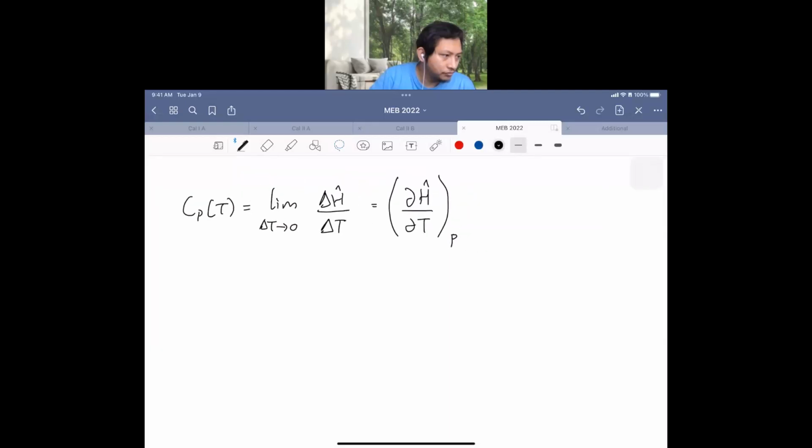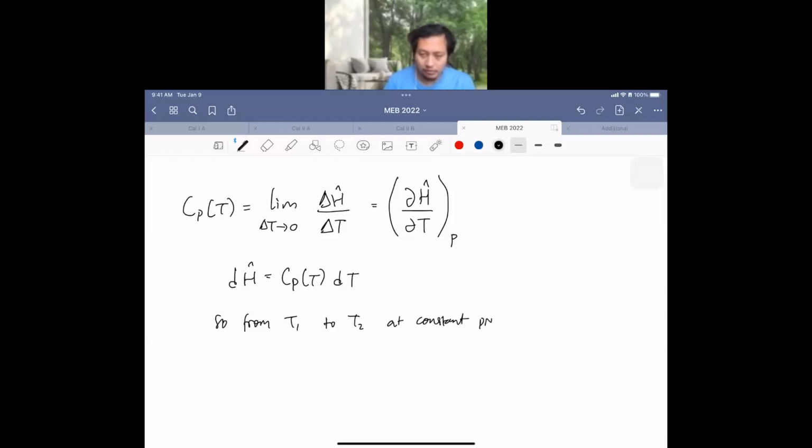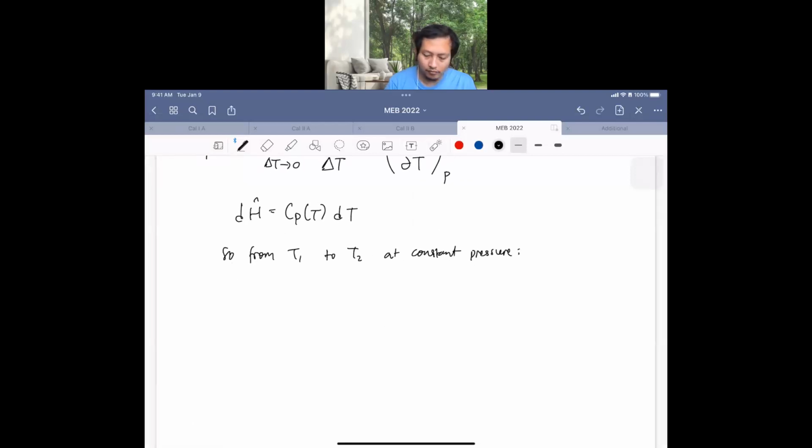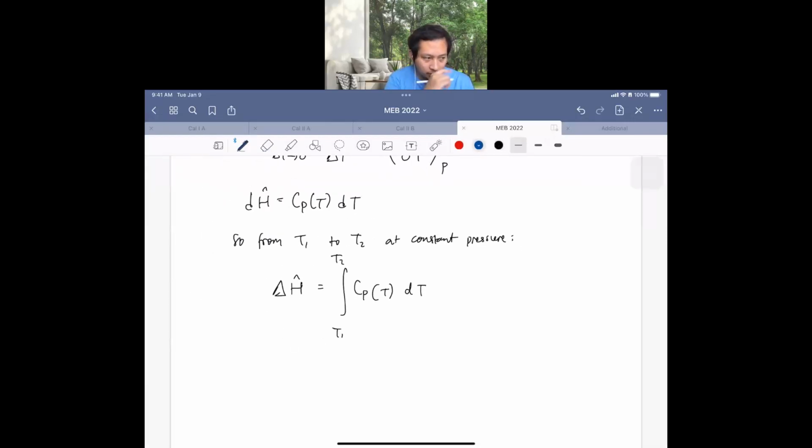Now we let H be Cp dT. We let the pressure be constant, and T is changing from T to T plus delta T, from T1 to T2 at constant pressure. The delta H will be Cp dT.